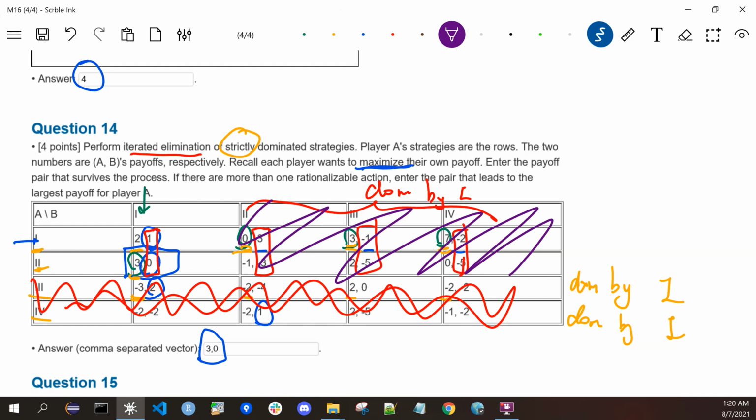And now we will have the row player comparing. So row player comparing 2 and 1, 2 is actually better than 1, because if I play 2, I'll get 3. If I play 1, I'll get 2. So 1 is eliminated. So the only one left is also the same as the Nash equilibrium, which is 3 and 0.